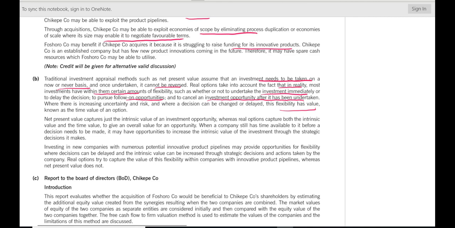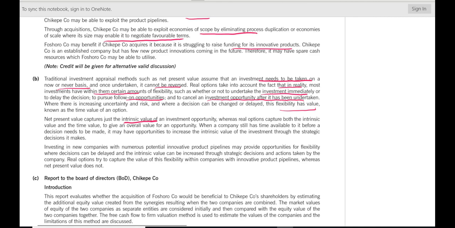In normal traditional methods, we don't think like this, but using the real option, we will think like this when we study real options. NPV captures just the intrinsic value of the investment opportunity. Intrinsic value means the basic answer, the basic NPV, when we consider the cost and benefit. Whereas real options capture both the intrinsic value and the time value to give an overall value of the opportunity.